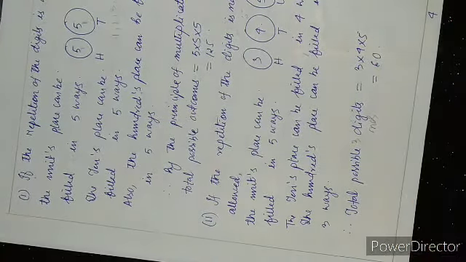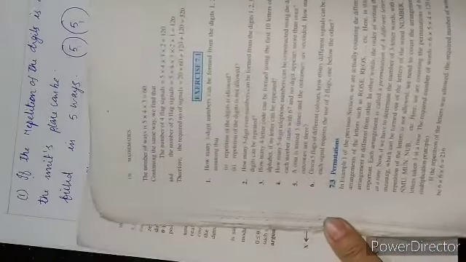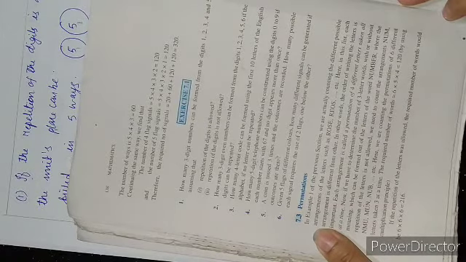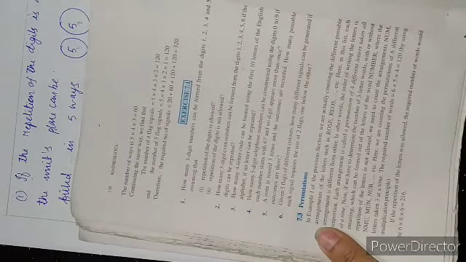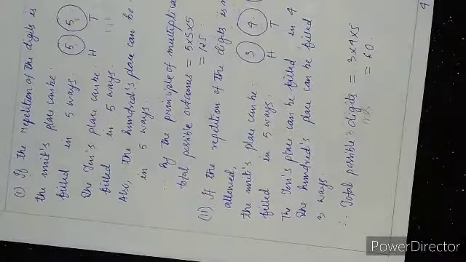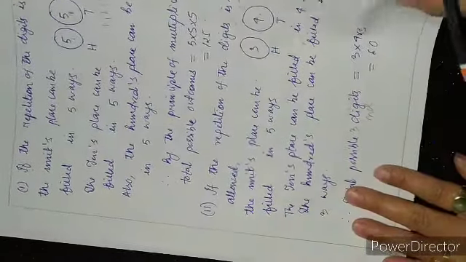Next question is question number 2. How many 3-digit even numbers can be formed from the digits 1, 2, 3, 4, 5, and 6 if the digits can be repeated?